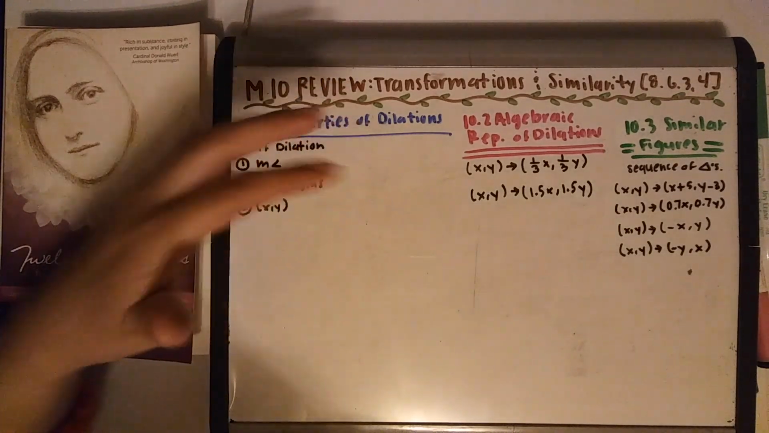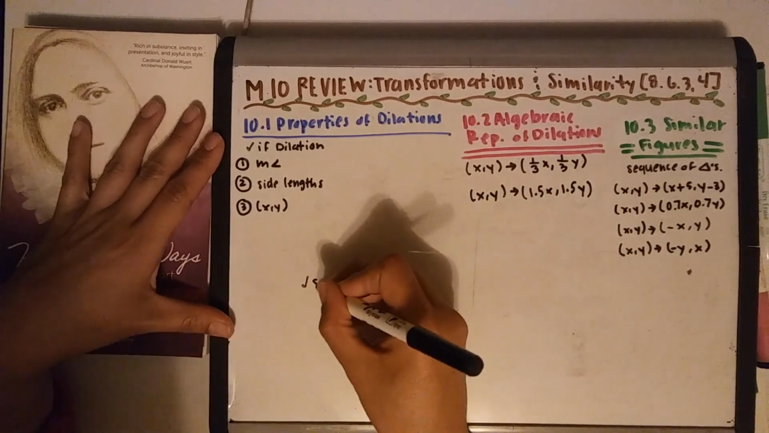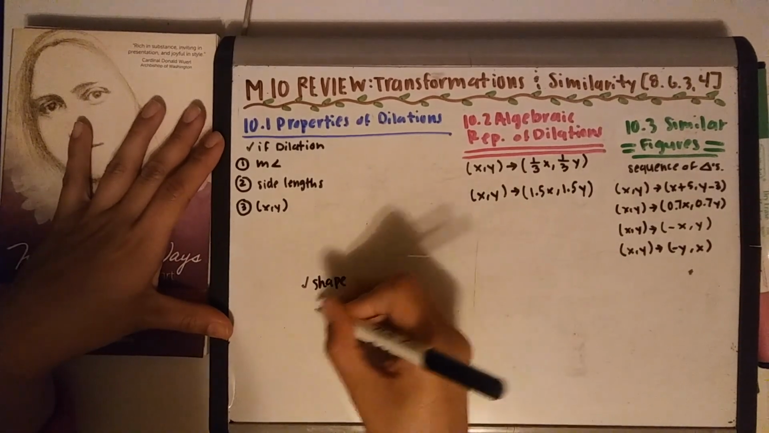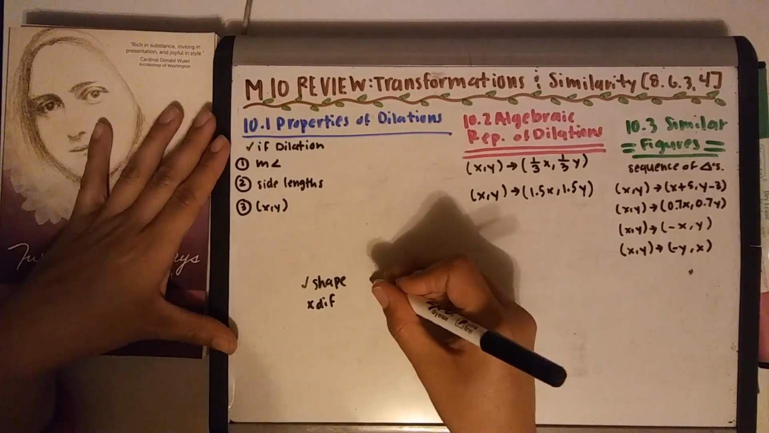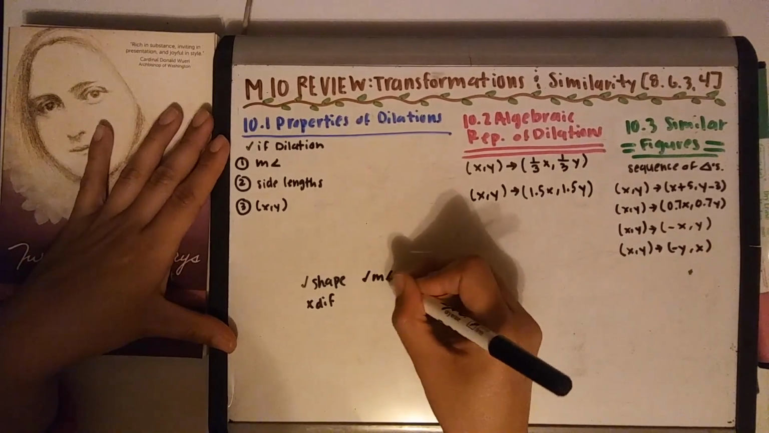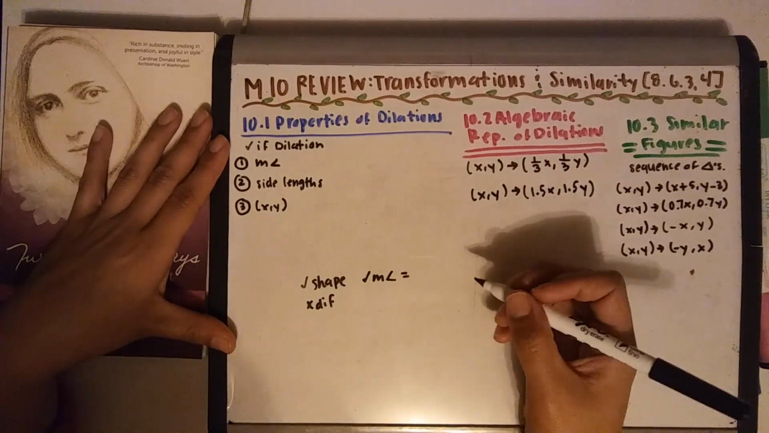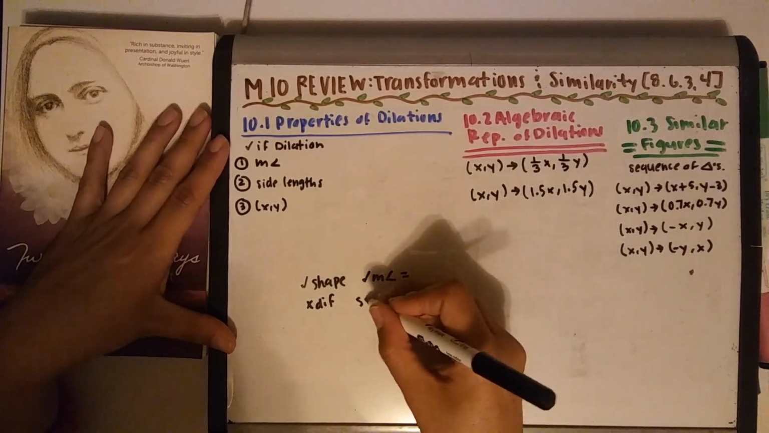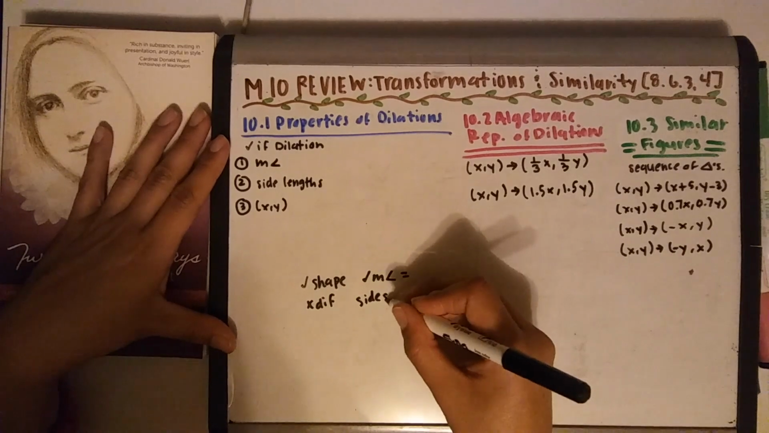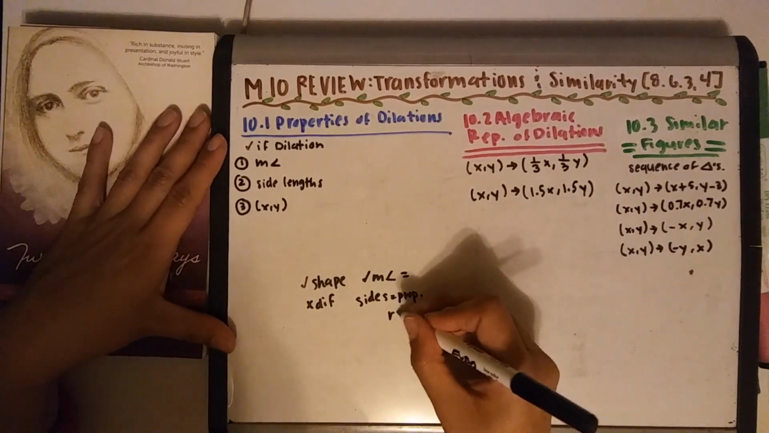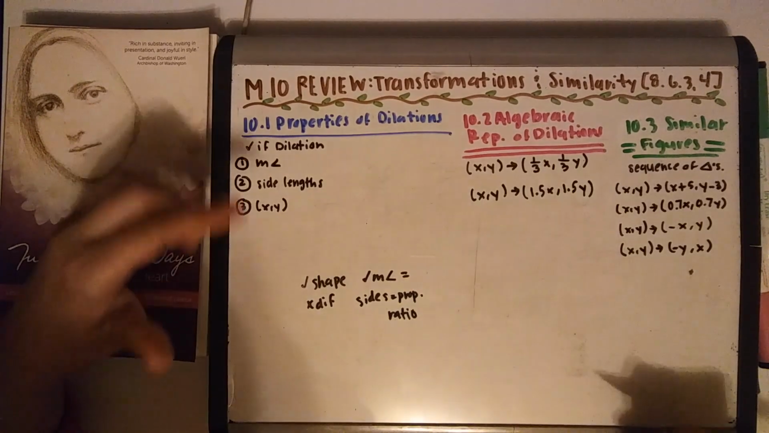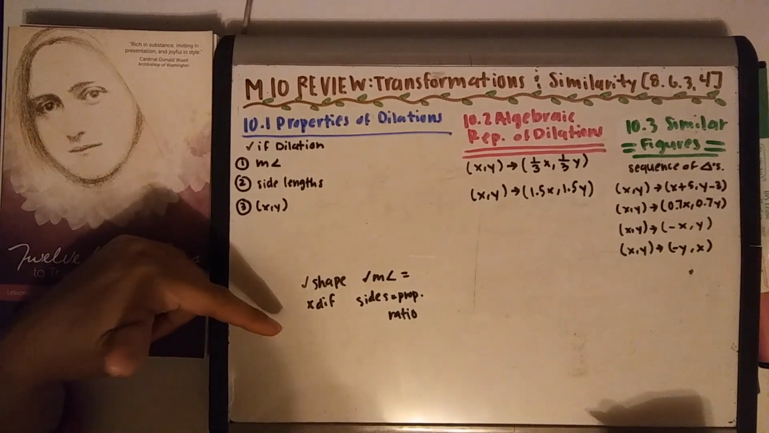So remember that when you have dilations, the shape stays the same, okay? The size is different, okay? But you do have to remember that all the angles, that measurement of the angles, are the same, okay? And then you also have to remember that the sides might be different, but they're still proportional when you compare them to each other. So there's an actual ratio, which is our scale factor. So you have to remember that, okay?